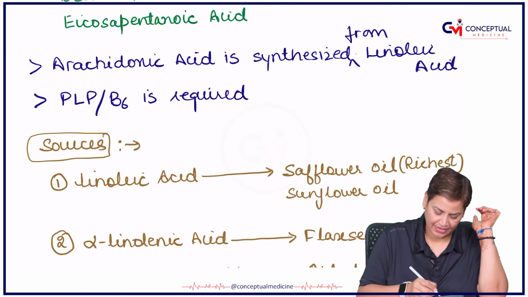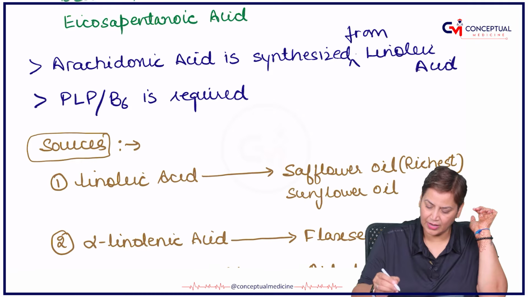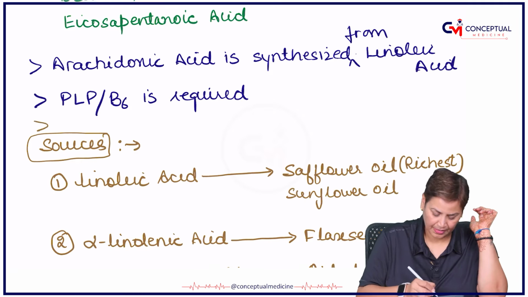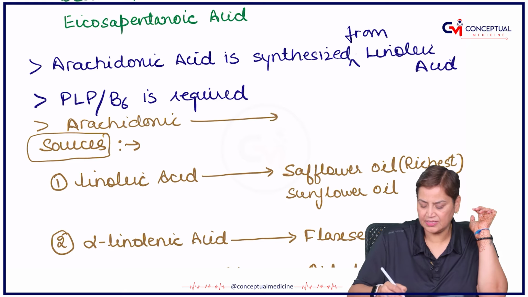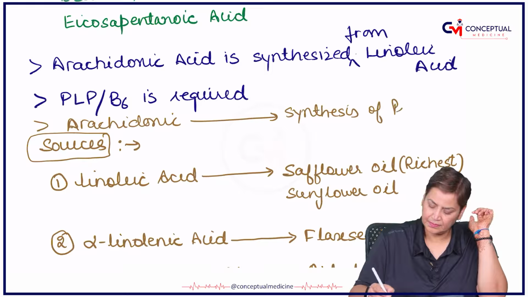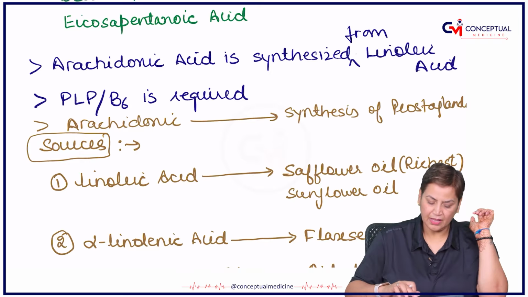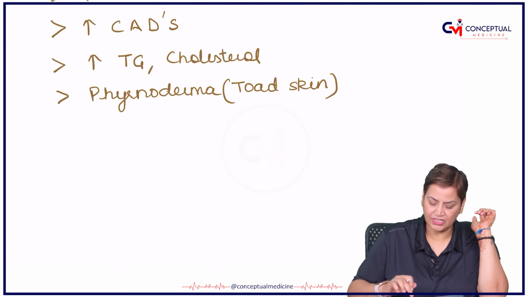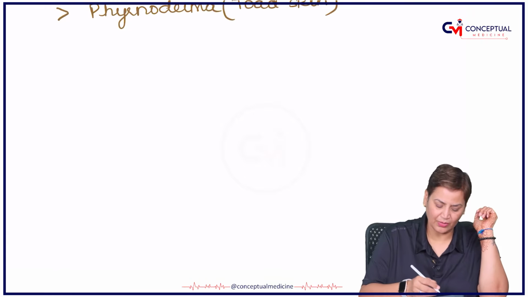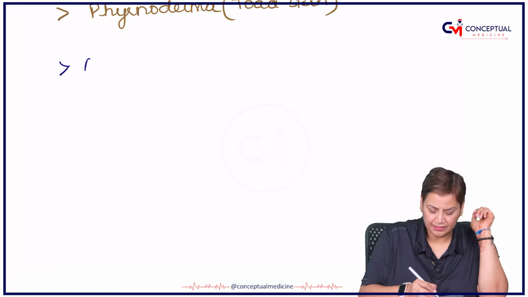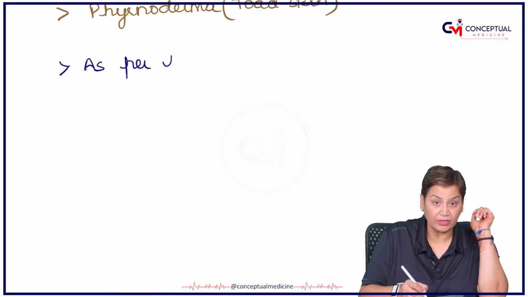Okay? So here I can write that arachidonic acid is required for the synthesis of prostaglandins. Right? Then another way of classification of these fatty acids, after nutritional requirement, is as per the bonds.